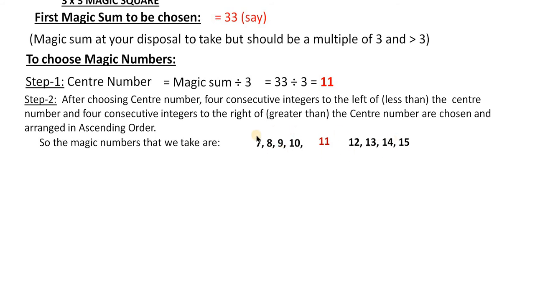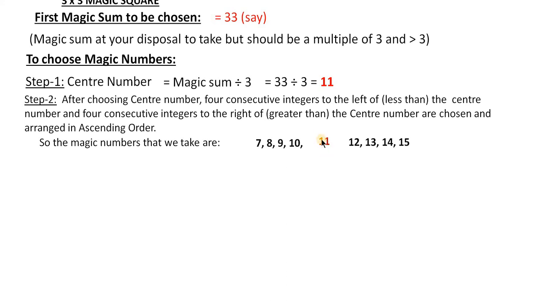So we have got 9 numbers here. From the magic sum, I got the center number 11. I am taking the 4 immediate predecessors of 11, which are 7, 8, 9, 10, and the 4 immediate successors, which are 12, 13, 14 and 15. I have taken the 9 numbers like this. I can also have the choice like 11.